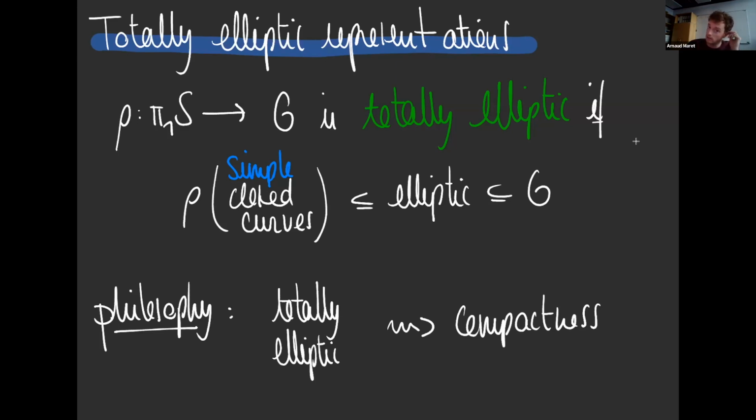And why do we care about totally elliptic representations? Because they're closely connected to compactness properties. For instance, if G is PSL2R, then this is actually a theorem: you can prove that any component of totally elliptic representations in PSL2R will be automatically compact. And if G is a bigger group, let's say of bigger dimension or bigger rank, then all the examples we know of components of totally elliptic representations are compact, and surely there's a way to get a direct implication here.